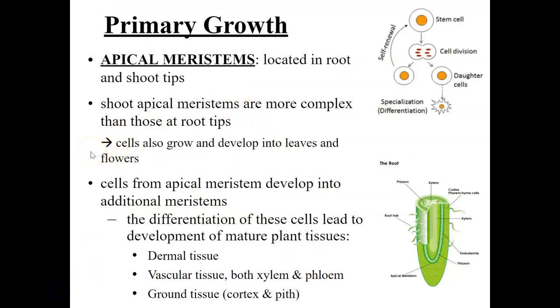You should not carve your name in trees, though. It's harmful. Okay. Primary growth happens at the apical meristems, and this is going to be happening at both the root and the shoot tips.